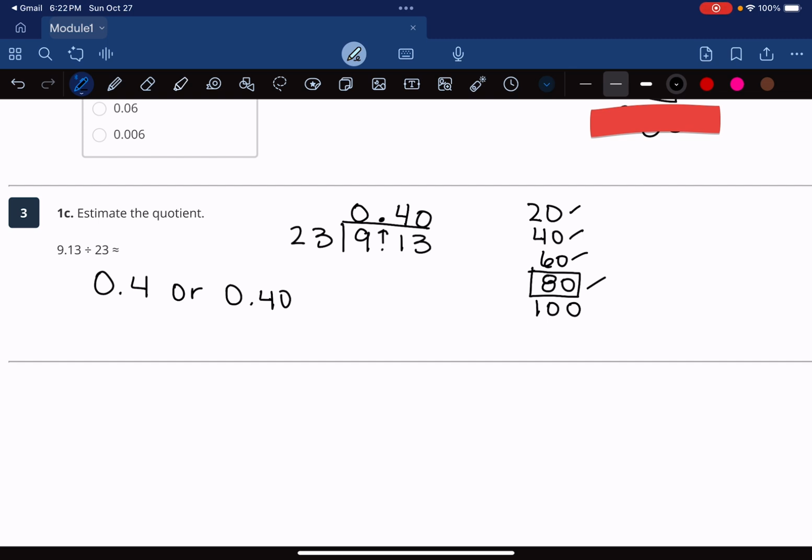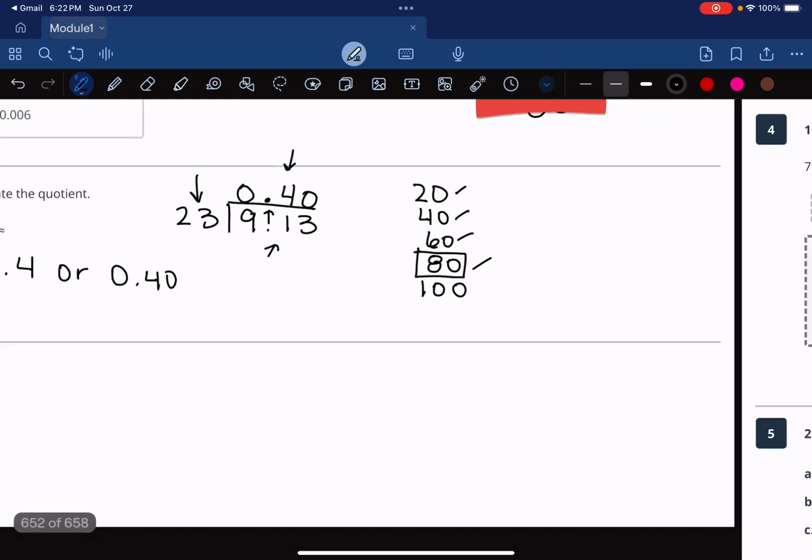So again, with this estimation, we're using compatible numbers. So I'm only estimating my divisor, and I will work with that to find something close or equal to for my dividend, so that we can then get our quotient.